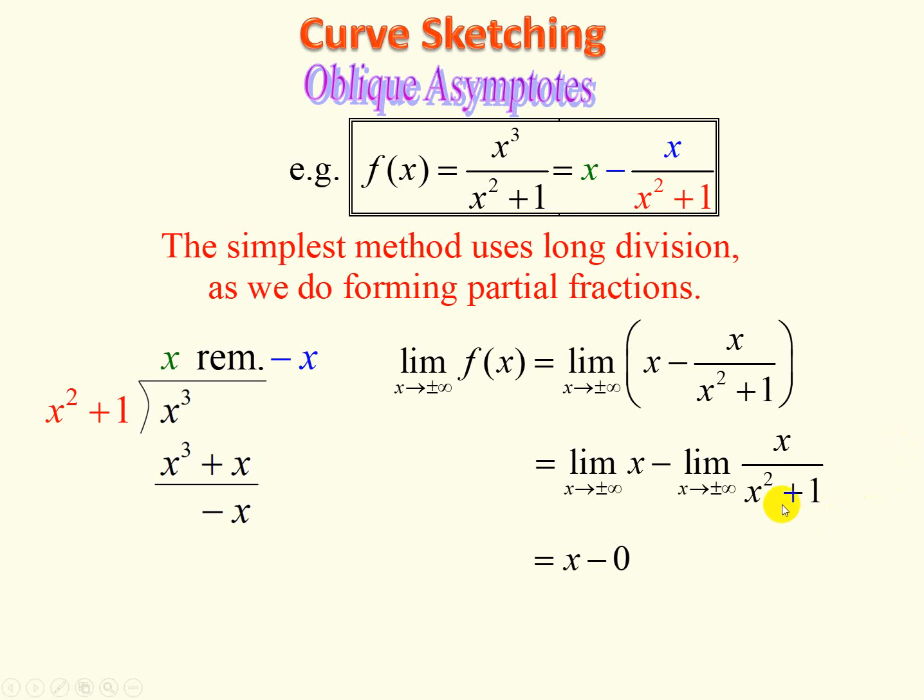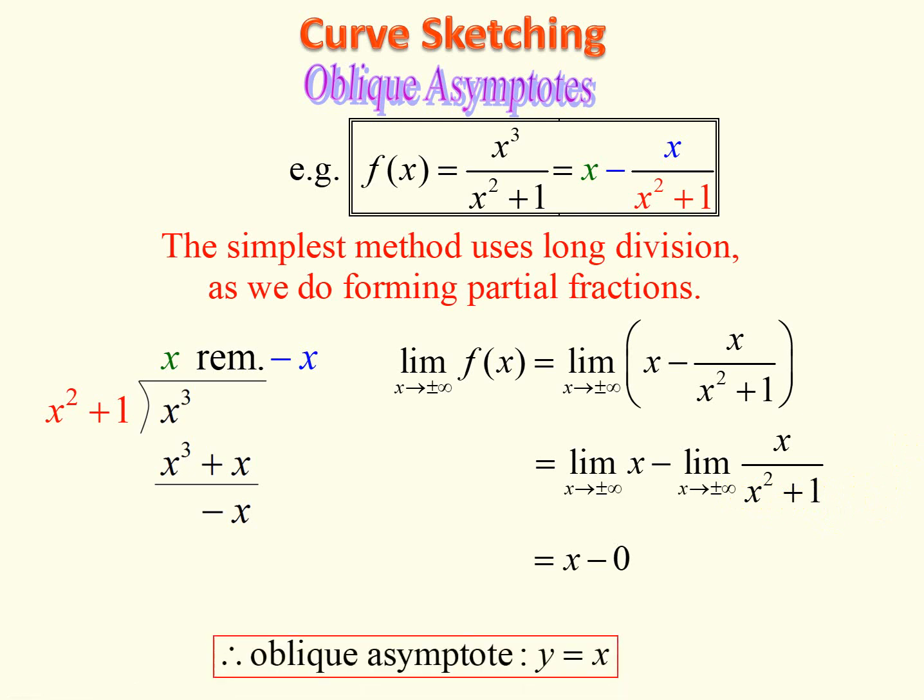And you can't have any vertical asymptotes because that denominator cannot be 0. So it's equal to x minus 0. So therefore the oblique asymptote is y equals x.